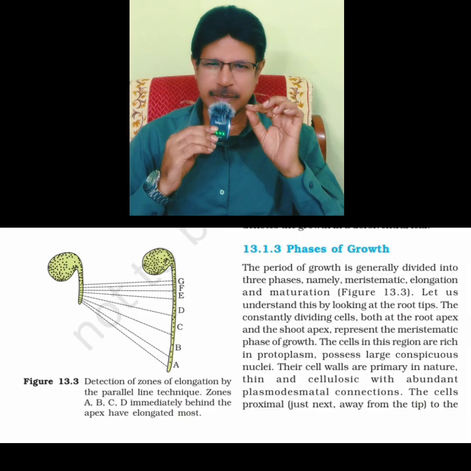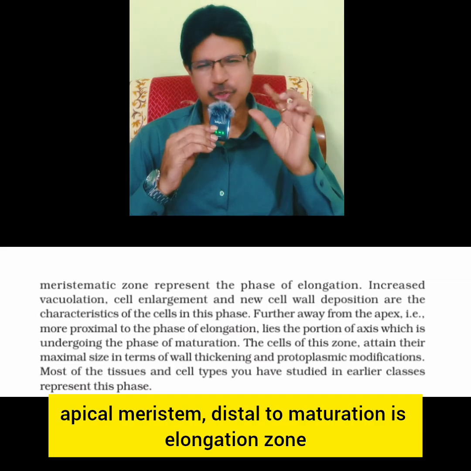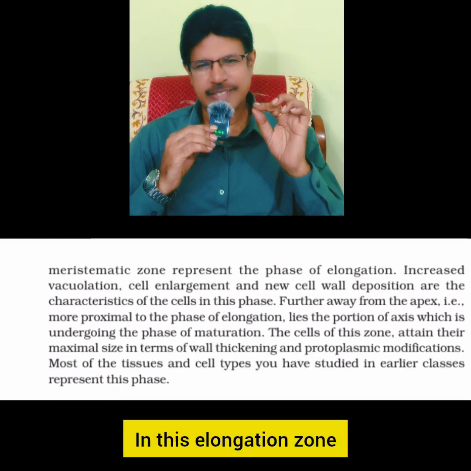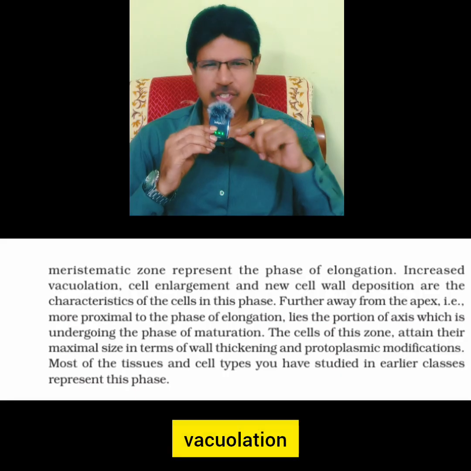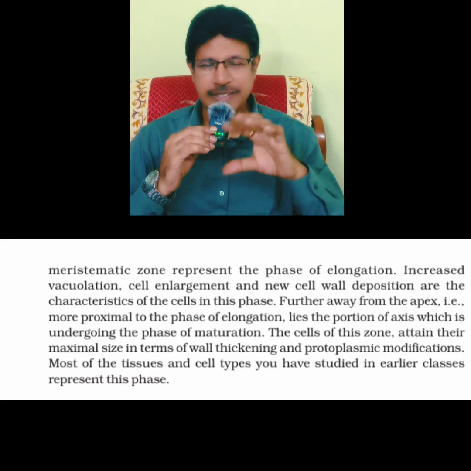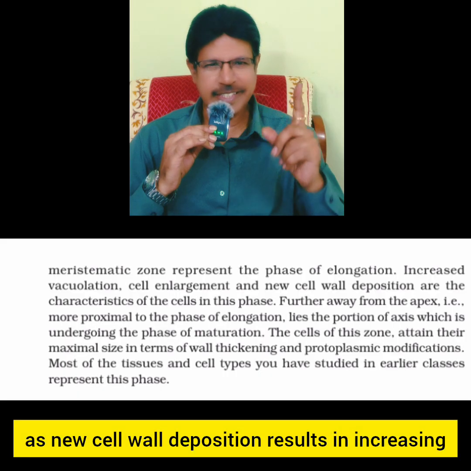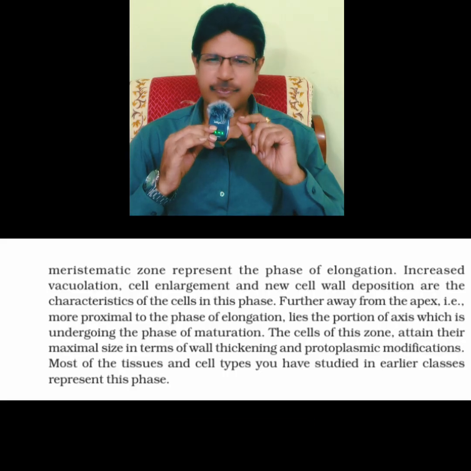Proximal to the apical meristem and distal to maturation is the elongation zone. In this elongation zone, vacuolation, that is increasing the size of the vacuole, results in enlargement of the cell, and new cell wall deposition. New cell wall deposition results in increasing area of the cell.